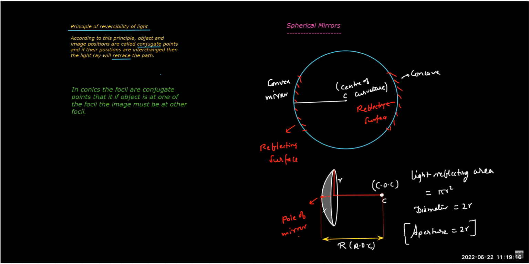And because we have a point called pole and a center of curvature, from any two points, how many lines can pass? Exactly one. So the line which passes through these two points is called the principal axis of the mirror. This is called the principal axis.